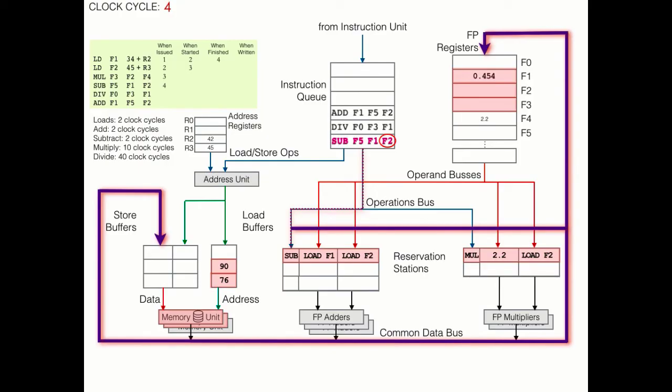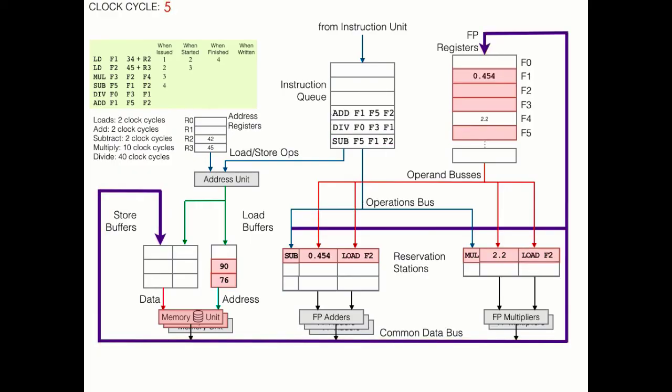One more thing we need to take care of before we finish this clock cycle. We need to mark the destination register F5 as busy. That is, no upcoming instruction using F5 should be able to execute until the result of this subtraction has been written into the register. So that brings us to clock cycle 5.